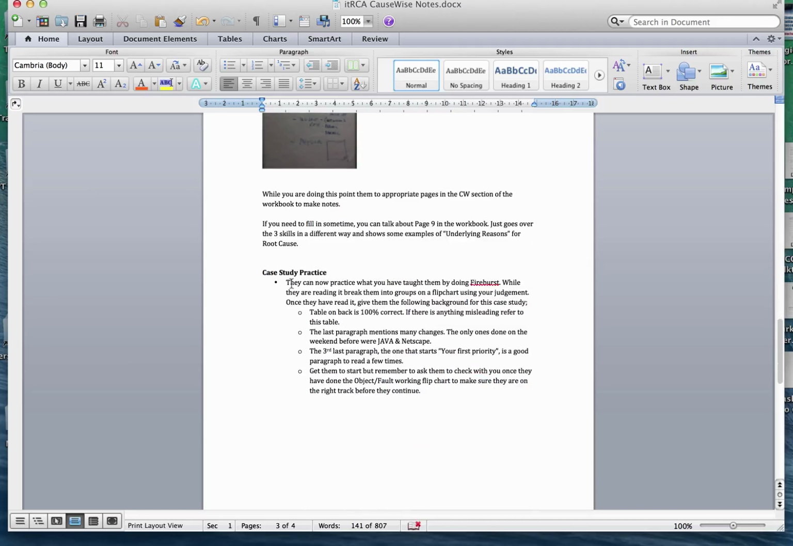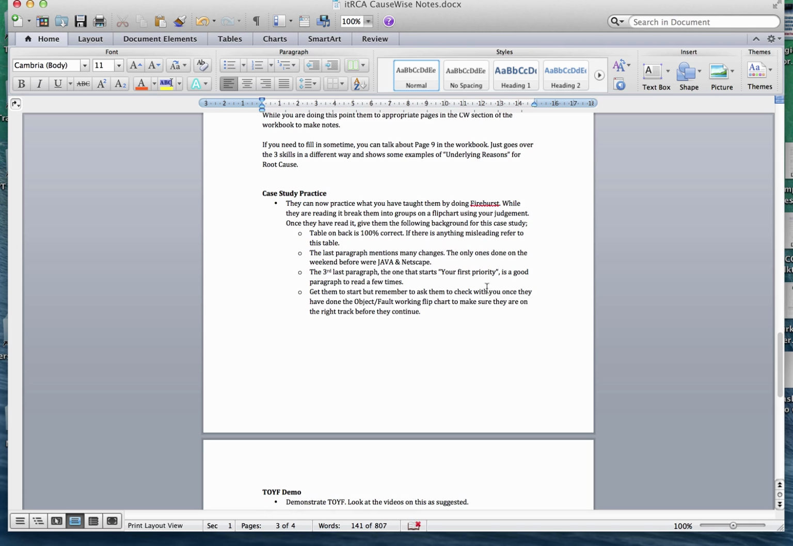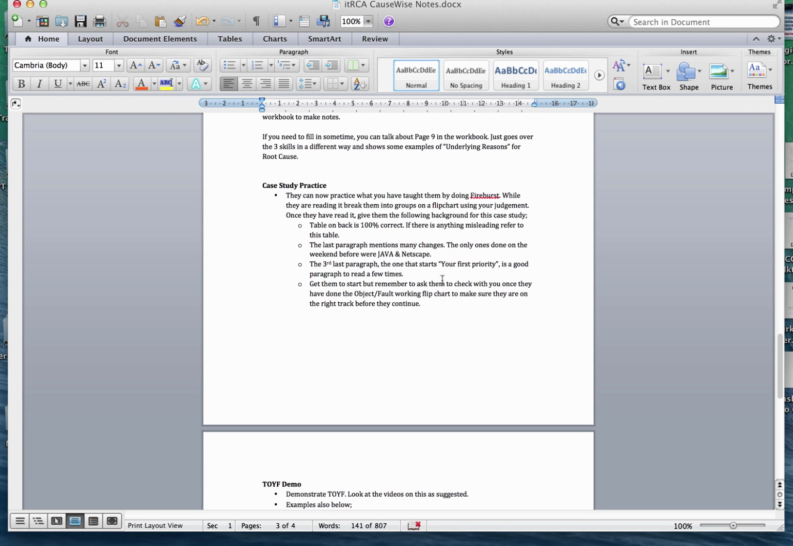Then get them to do the case study once you've finished this. If you do need time to fill in, page 9 in your workbook is another way, and has some examples of underlying reasons if they want some more root cause info. Otherwise go straight into the Firebest case study or Error 500 or vanishing emails, whichever one you're going to use. This information here is purely for the Firebest.